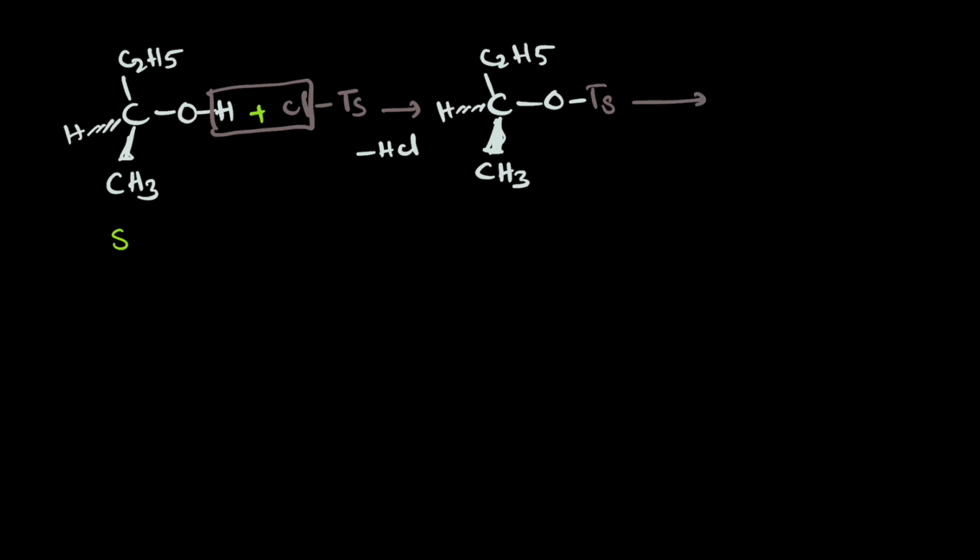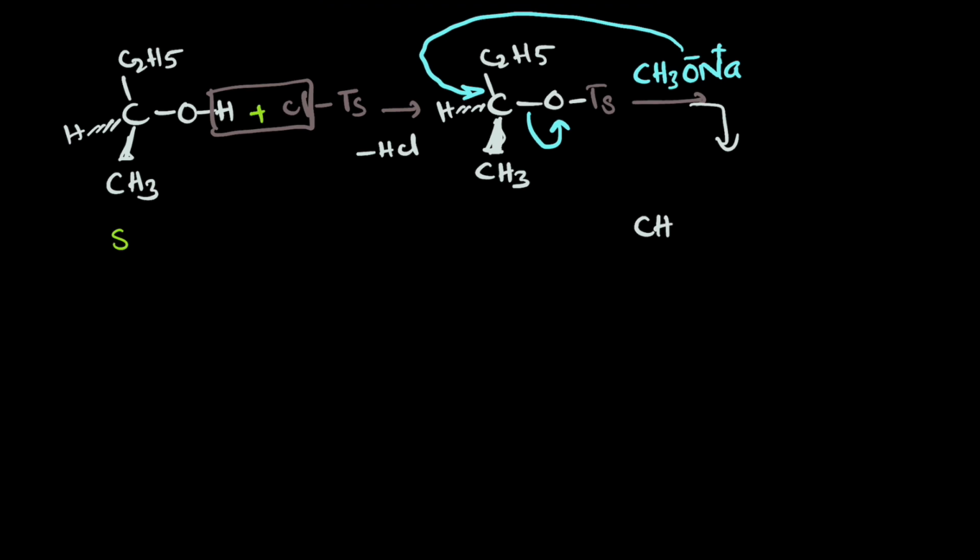Now, OTs is a good leaving group. Already we studied that when you react this with any alkyl halide, take for example methyl, the OTs is a good leaving group. Now sodium methoxide as a nucleophile attacks from the backside, and OTs leaves. An SN2 reaction takes place at one time: the nucleophile attacks and the leaving group leaves, so the configuration will be reversed. If it was S, then the product should have R configuration.